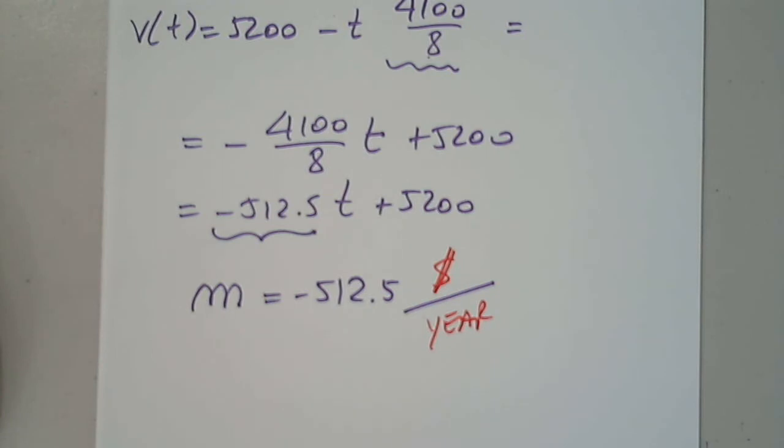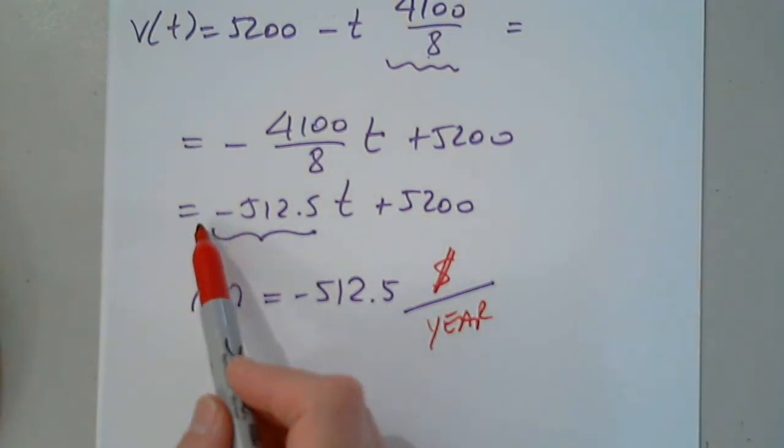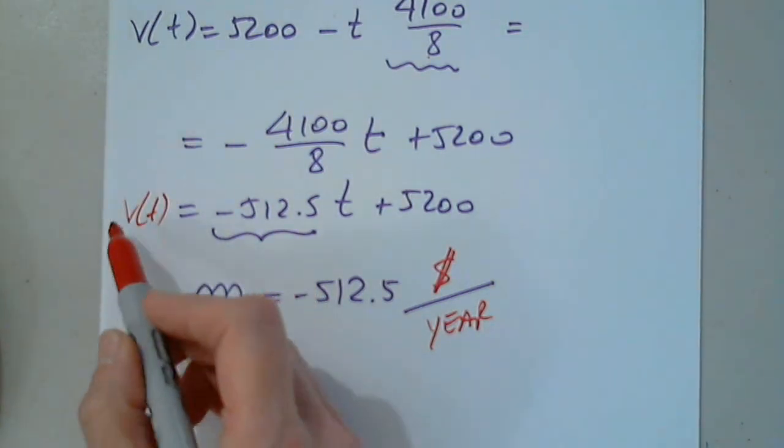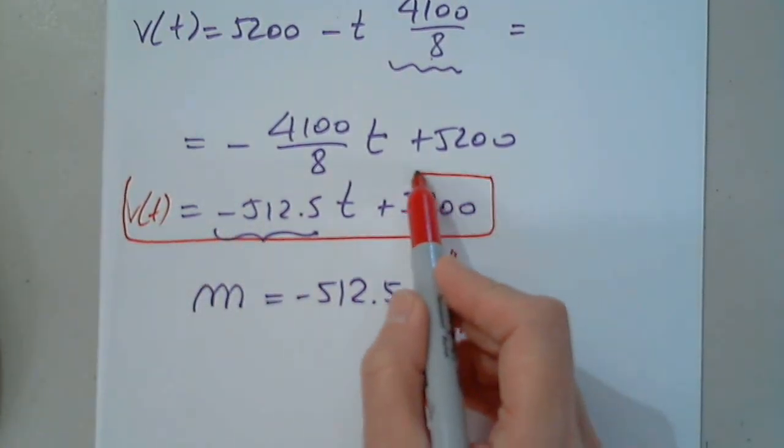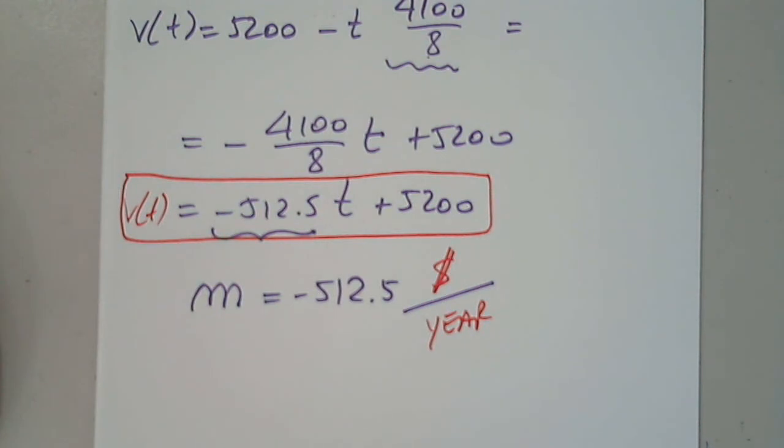Any questions on that? I know I have 1 minute left, so find a linear function, right? So we did. We found the linear function. This is the linear function, v of t. This is the linear function that gives us the value for the next 8 years from the moment we purchase it.